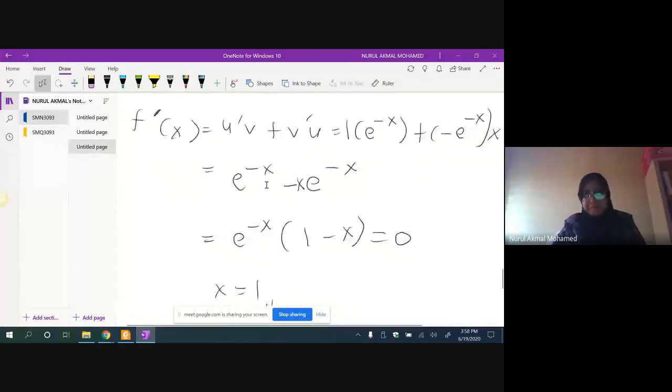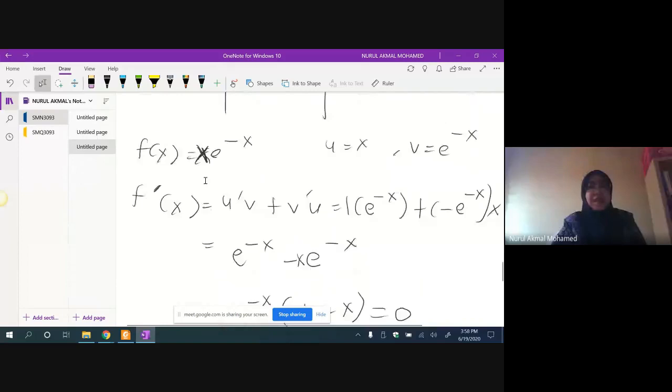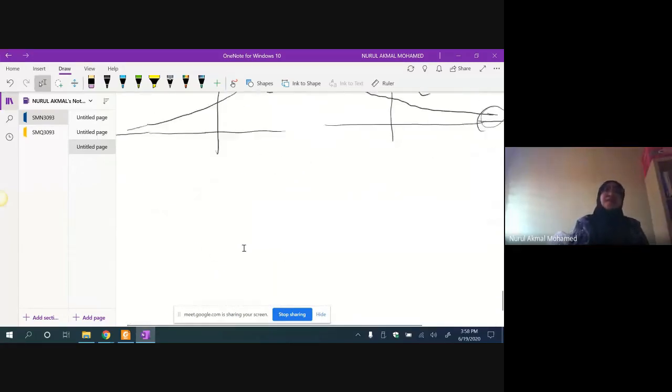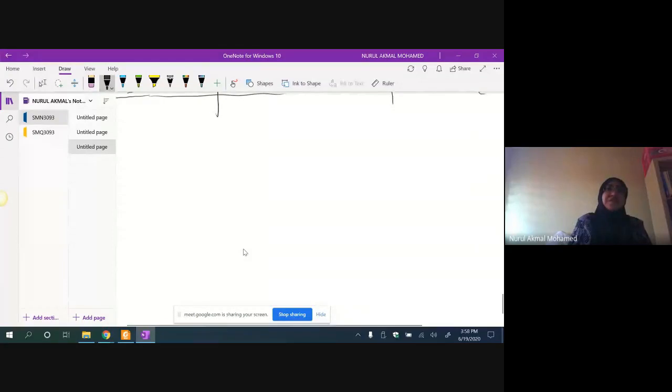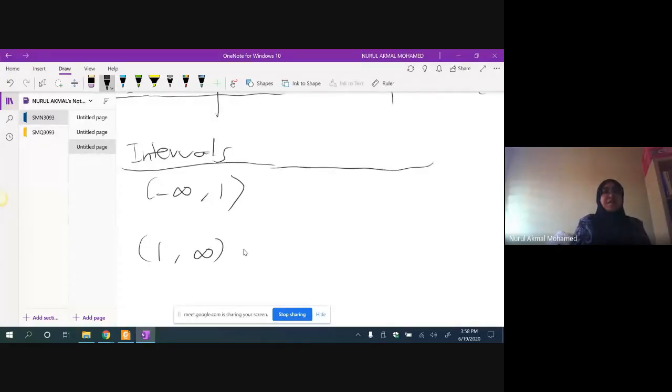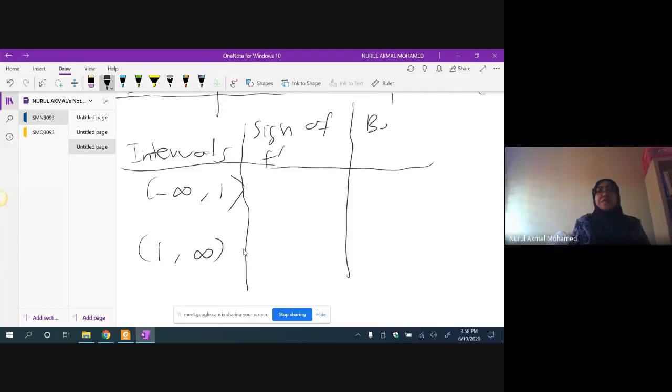Okay, now you have x equal to 1, and then you decide the interval. So negative infinity up to 1, and 1 up to infinity. So these are the intervals. And then you want to find the sign of f prime. The next one will be the behavior of f. Can you please check it for me?